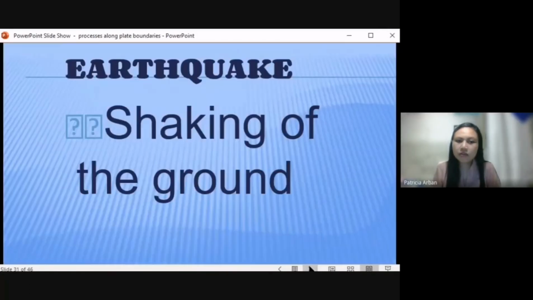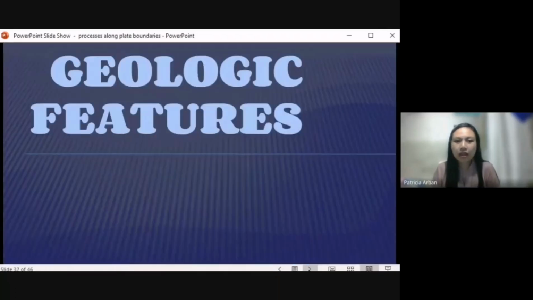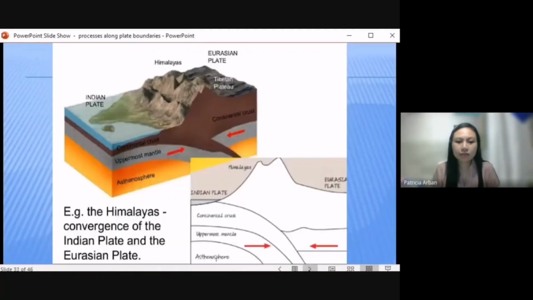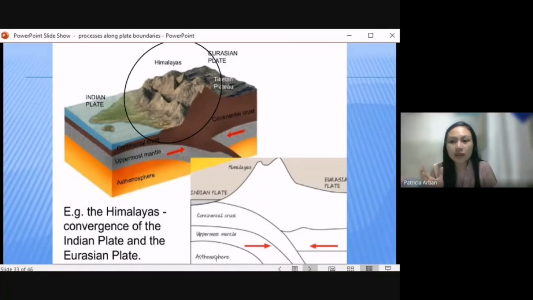And then, geologic events, again, there is earthquake pa rin. Ayan. And then, geologic features, we have the formation of folded mountains or mountains. Wala tayong subduction. Okay? Wala rin tayong trench. Remember, kapag may subduction, automatic may trench. Kapag walang subduction, walang trench. Okay? Now, do you have questions po sa ating convergent plate boundary?